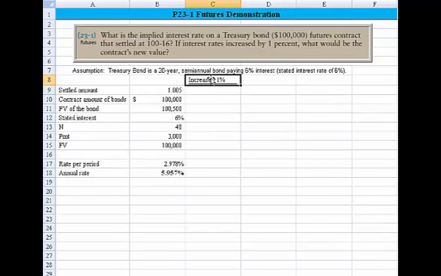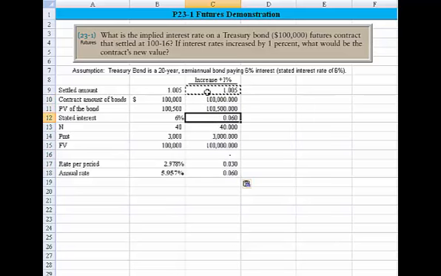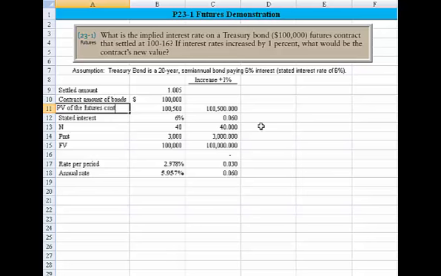If we put that there, now what I want to do is just copy over to start with, and then we'll change what we need to change. These two become irrelevant, and right here is what we need to solve. What would be the contract's new value? Well, that would be the present value. Actually this could say present value of the bond, or let me change that to present value of the futures contract. That is a more accurate statement of what it is.